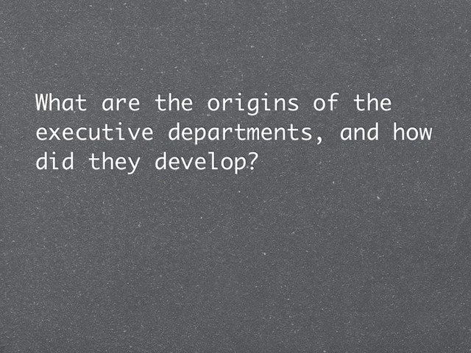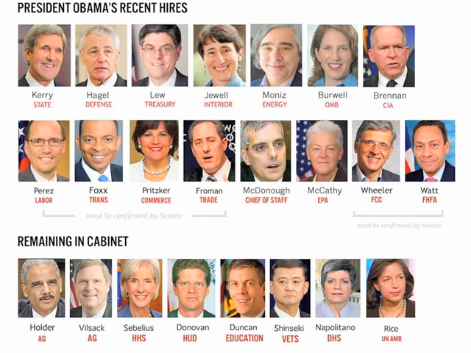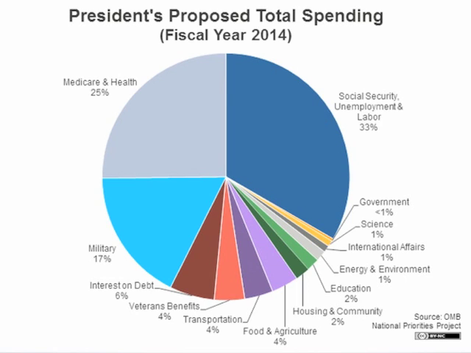What are the origins of the executive departments and how did they develop? The executive departments, often called the cabinet departments, are the traditional units of federal administration. Each department is headed by a secretary, except for the Department of Justice, whose work is directed by the Attorney General. Today, the executive departments vary a great deal in terms of visibility, size, and importance.